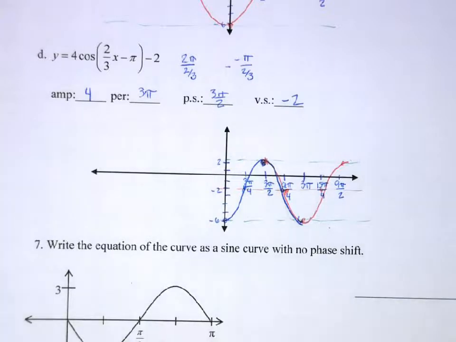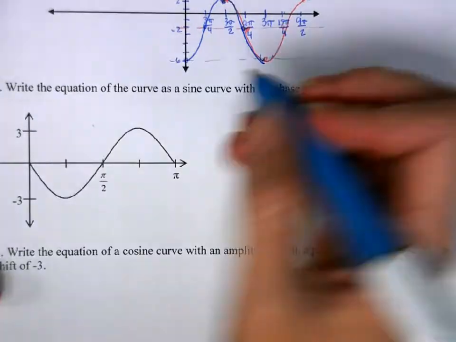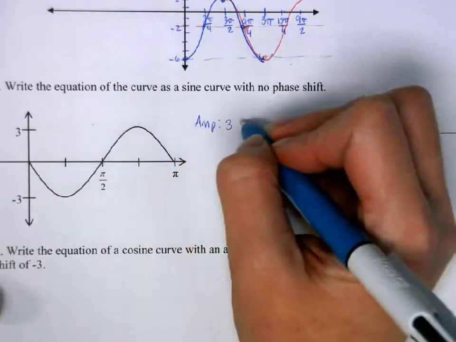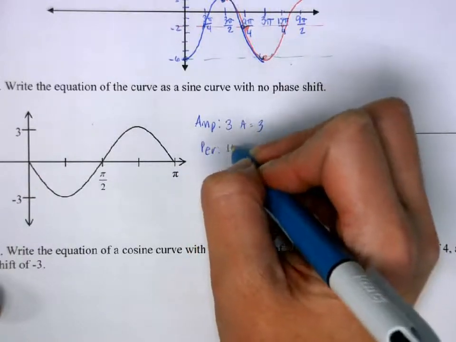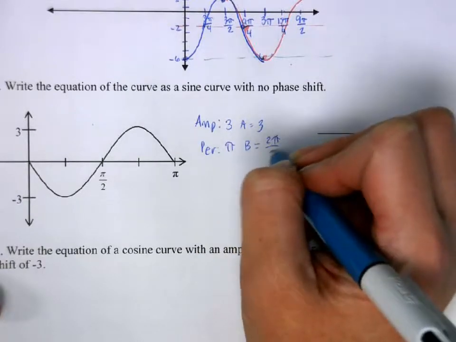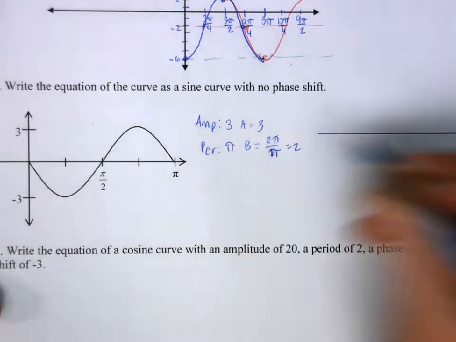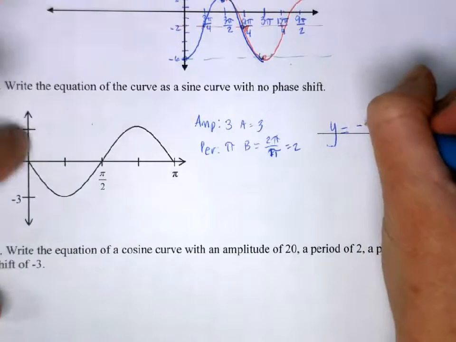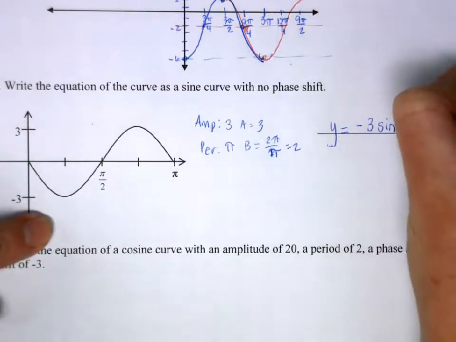Okay, we're going to write an equation for sine with no phase shift. Our amplitude is 3, which means A is 3. My period is pi, which means my B is 2 pi over pi, which is going to be 2. So this will be y equals negative, because it goes down first, 3 sine 2x, or 2 theta.